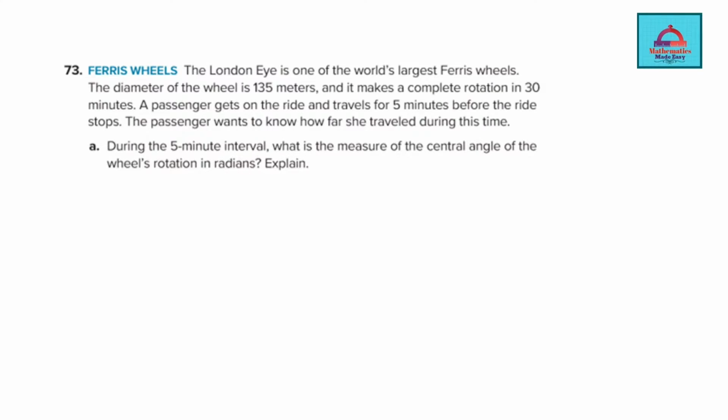Okay, so another word problem, let's read it together. The London Eye is a giant wheel. It's like a Ferris wheel. So the London Eye is one of the world's largest Ferris wheels. It's quite true. And the diameter of the wheel is given to you. Let's highlight that information. 135 meters.